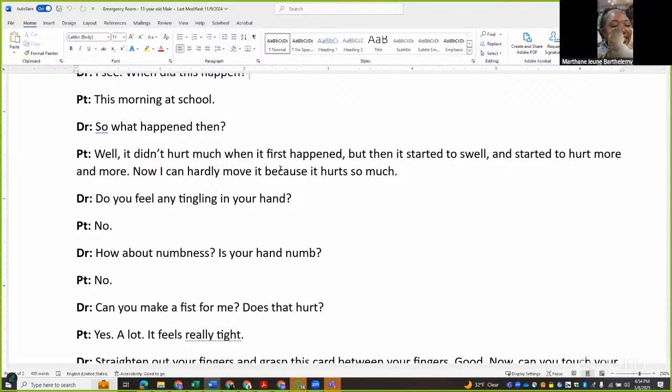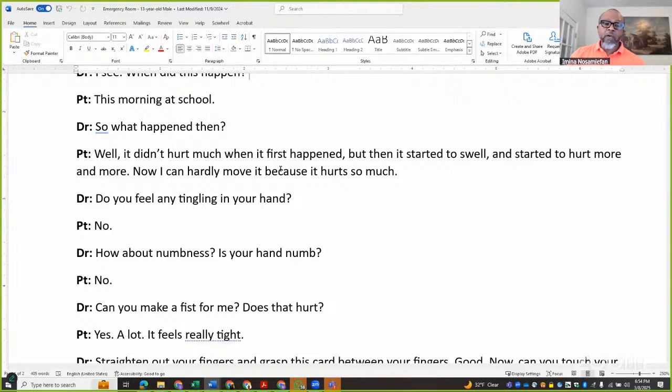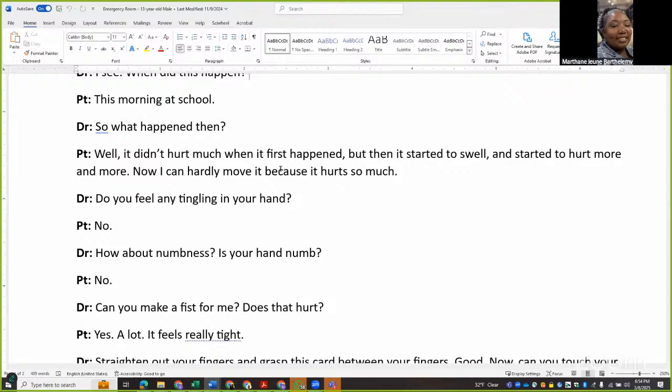I didn't hurt him a lot. Li pat fait mal en pile au commencement. Oh, it didn't hurt that much in the beginning. Afterwards, it started to swell up. And now it's hurting. Et puis il commence à faire mal de plus en plus.